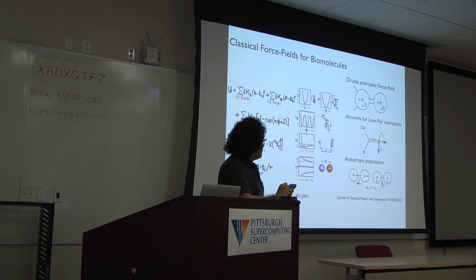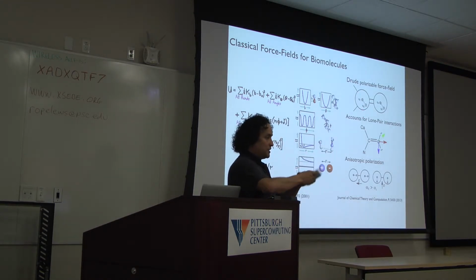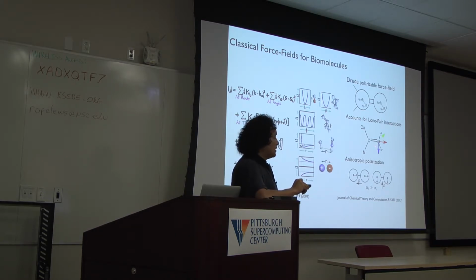So if you have two charges here, well, we have our typical potential, but we are not going to start treating them as point-like particles. We actually associate another massless charged particle, which is called a Drude particle. The Drude particle accounts for any polarizability due to the presence of a nearby charge. And the Drude force field not only accounts for polarizability, but it also includes explicit lone pairs, which are completely absent in any classical force field. So these are two interesting features about the Drude force field.